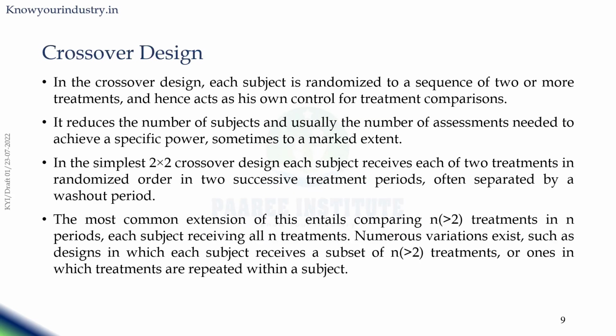This slide talks about crossover design. In a crossover design, each subject is randomized to a sequence of two or more treatments and hence acts as his own control for treatment comparison. This design reduces the number of subjects and usually the number of assessments needed to achieve a specific power, sometimes to a marked extent. In the simplest 2x2 crossover design, each subject receives each of two treatments in a randomized order in two successive treatment periods, often separated by a washout period.